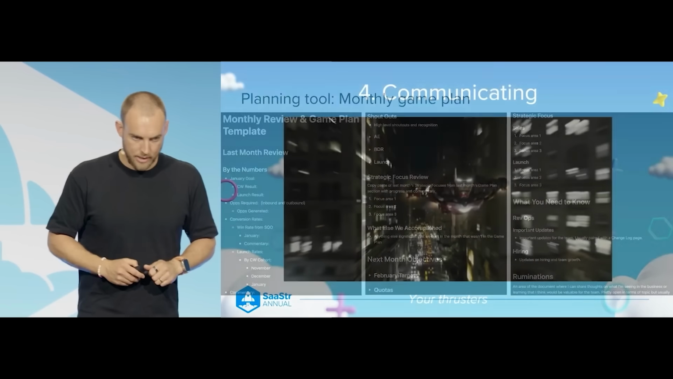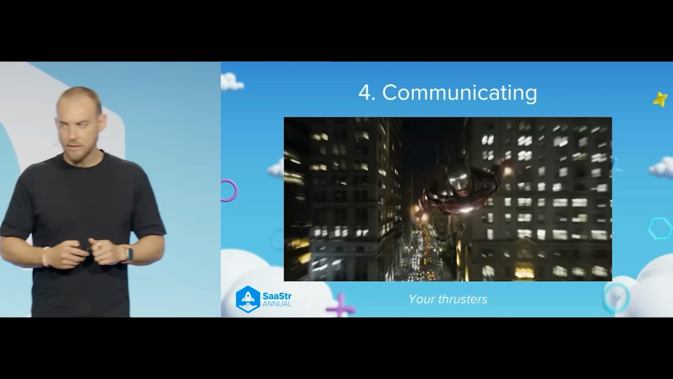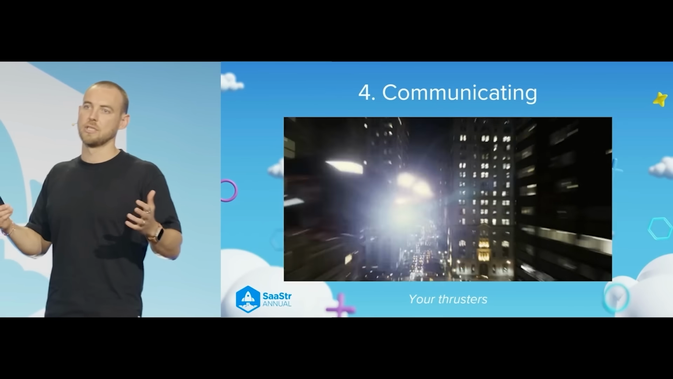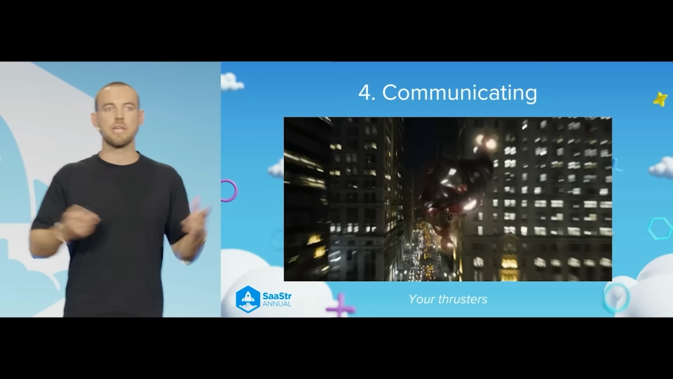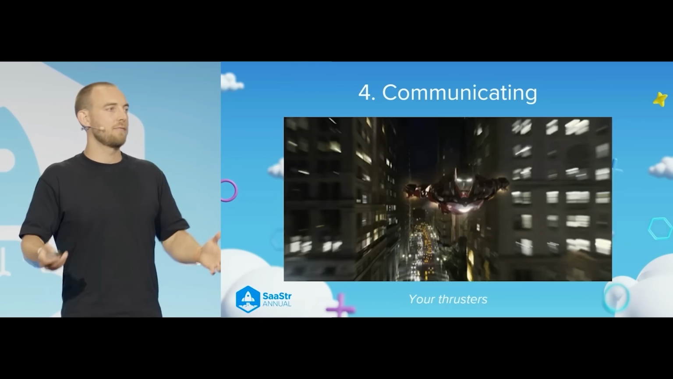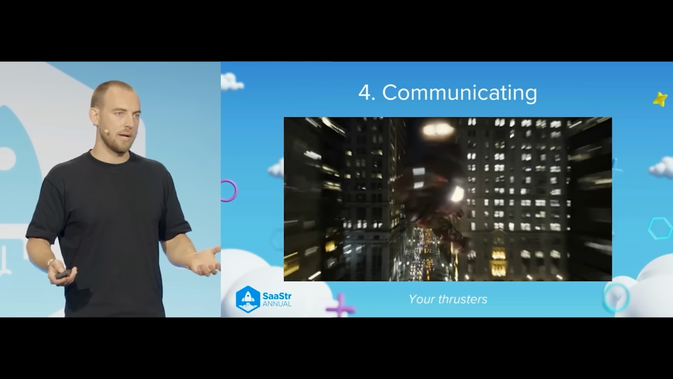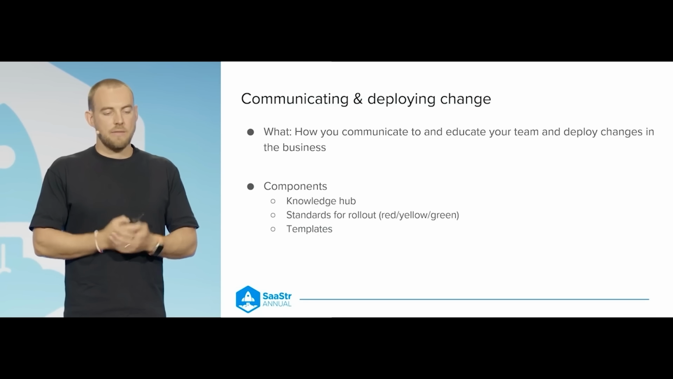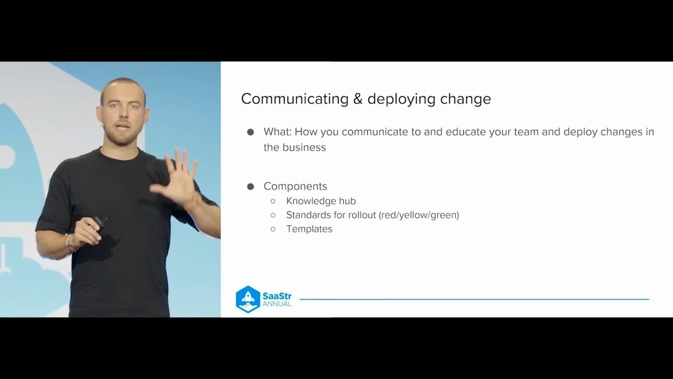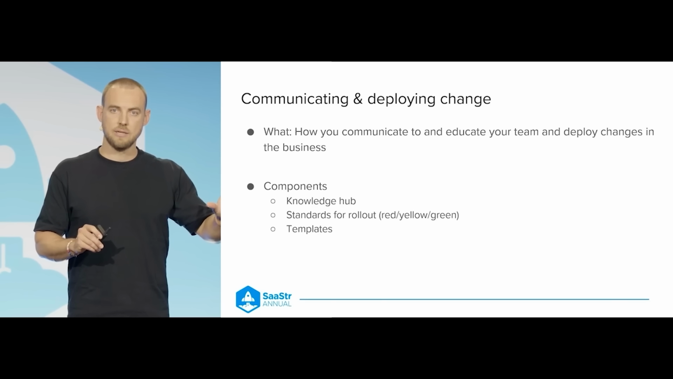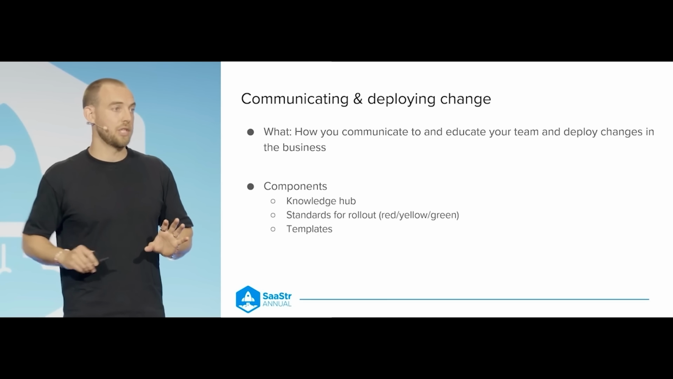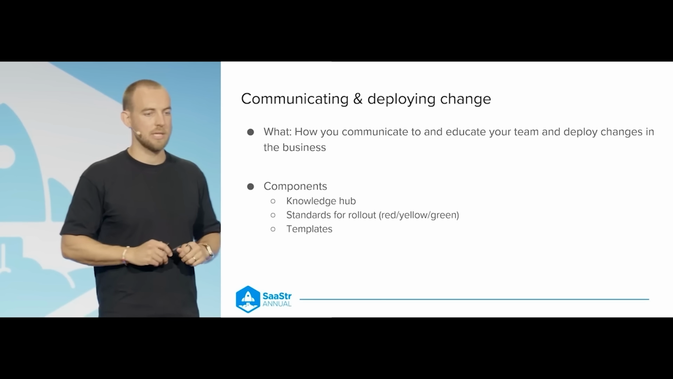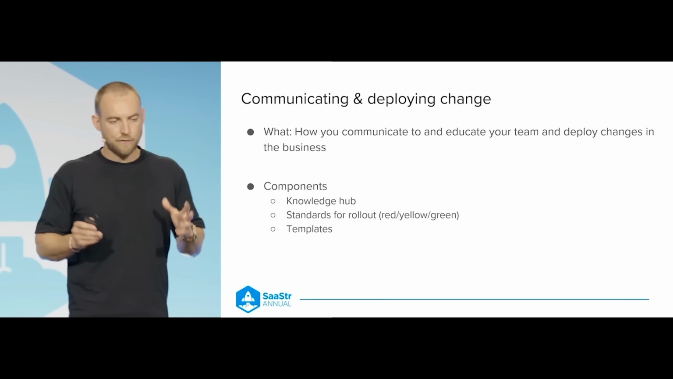So last is communicating. I call it your Iron Man thrusters, because unless you can communicate properly and drive behavior change, you're not going to go anywhere. So this is what gives you velocity. And there are two components: communicating and educating on context, and then deploying change. How do we make change in our business? And there are a few key components.